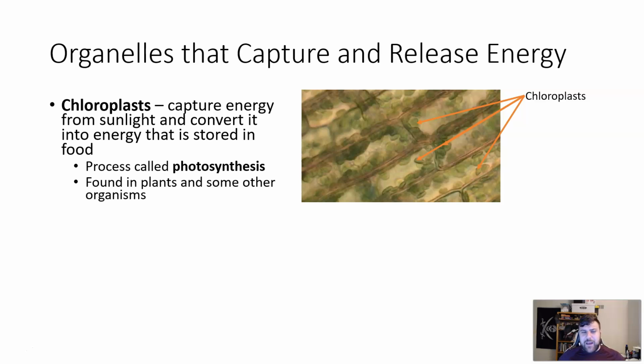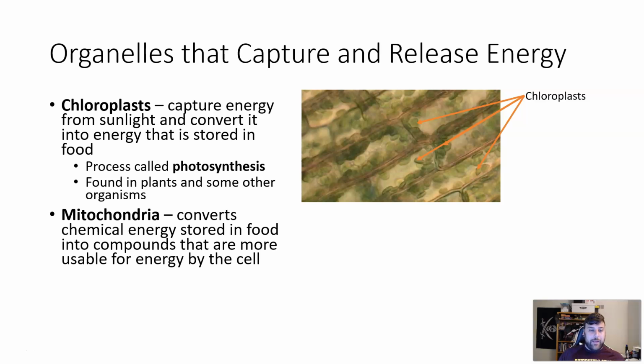And as I said, it's found in plants along with some other organisms. There's a lot of bacteria that actually does perform this function. It just doesn't have chloroplasts. And there are other cell types. There's some protists that perform photosynthesis with chloroplasts. So it's not just in plants, but plants are best known for it. And in the photo, the chloroplasts are the green circular structures within plants.